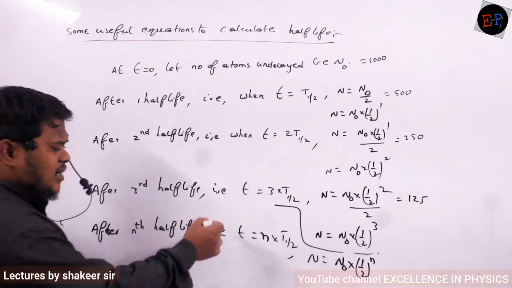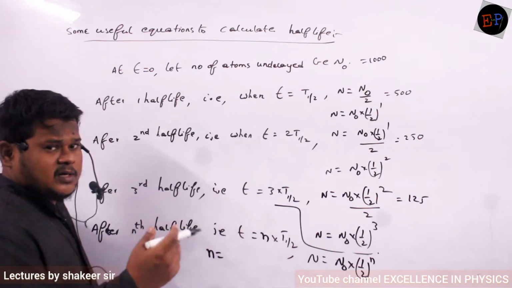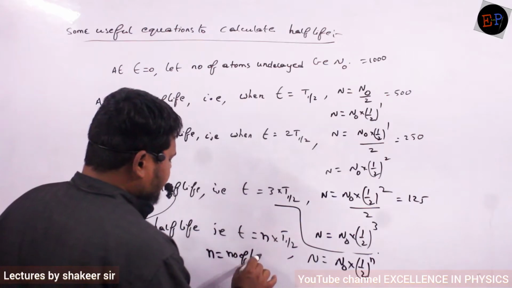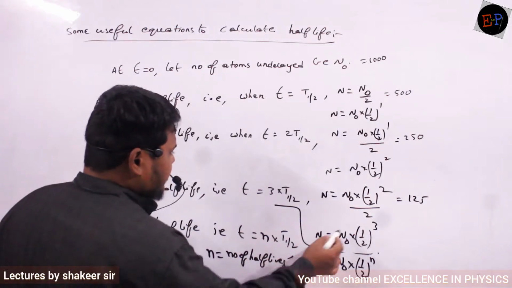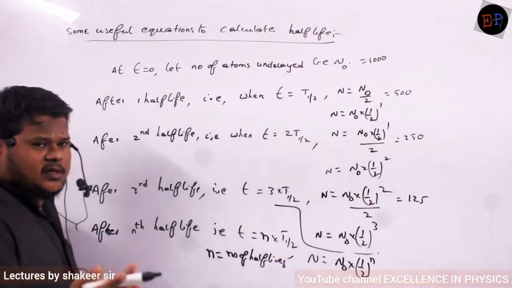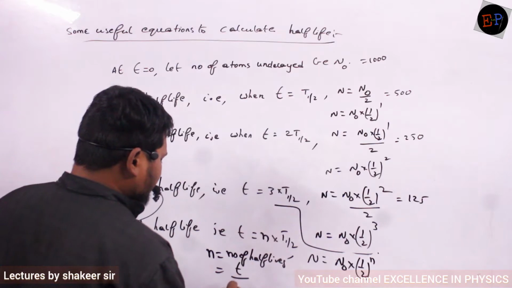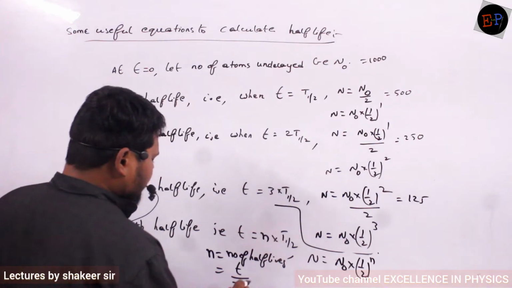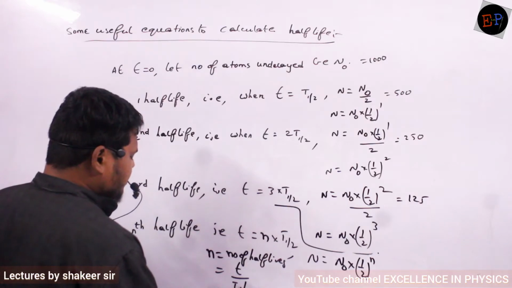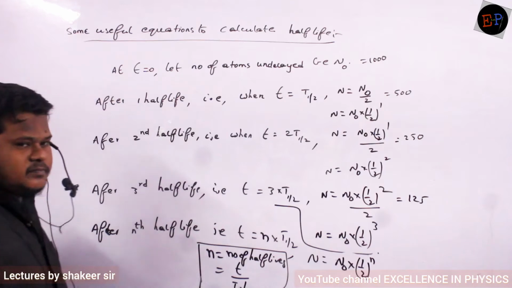So how can I calculate the n value? N value means the number of half-lives. 3 means 3 half-lives, 2 means 2 half-lives, so n means n half-lives. And the n value is how much? Total time divided by the time taken for 1 half-life. Are you able to understand? So this is the equation to calculate the number of half-lives.